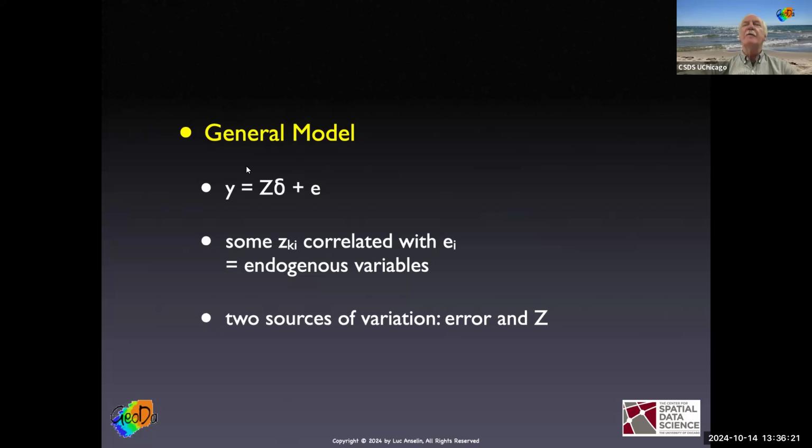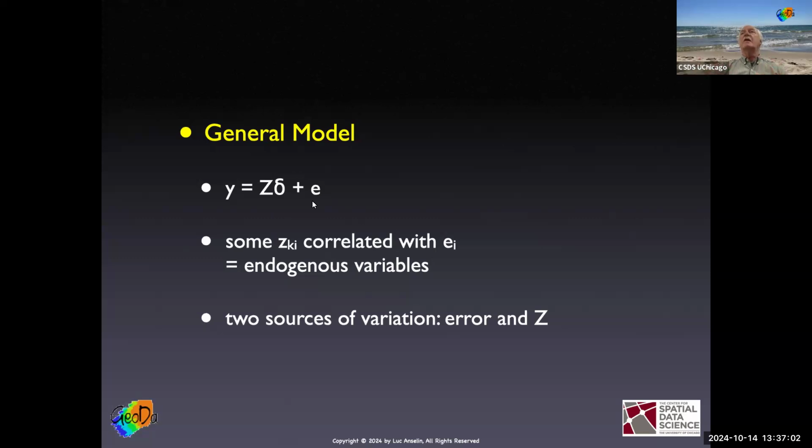We take the general model. Again, just as I did last time, everything is in matrix notation. So we have a vector y of the dependent variable. And on the right-hand side, we have a matrix. Remember, I used to call this X, now I call it Z, in general, of explanatory variables with an associated column vector of coefficients. It's a linear relationship, and then the error term. But unlike what we had the other day, some columns of Z are actually correlated with the error term.